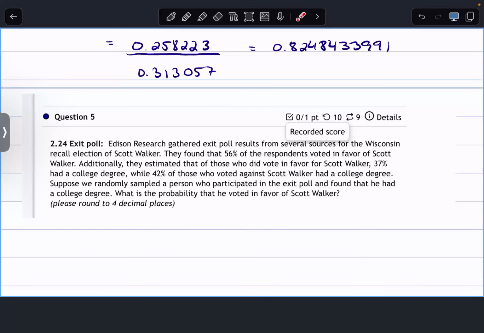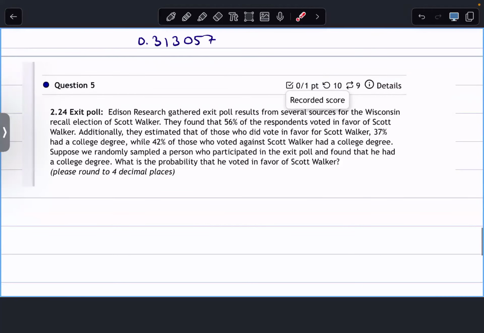Let's read this one and convince ourselves that it's basically the same. It's not obvious, but it is basically the same question. Edison Research gathered exit poll results from several sources. They found that 56% of the respondents voted in favor of Scott Walker, which means we know that the rest didn't.